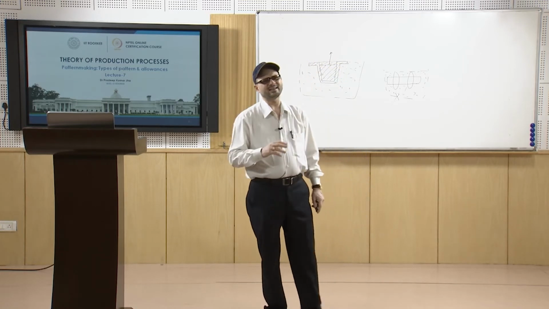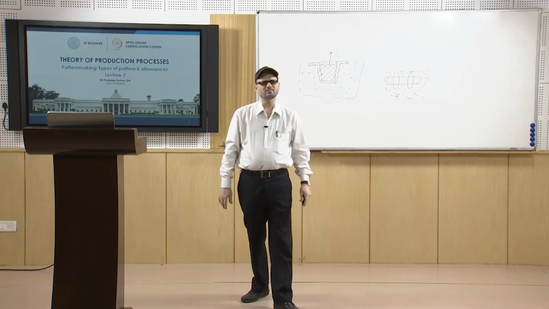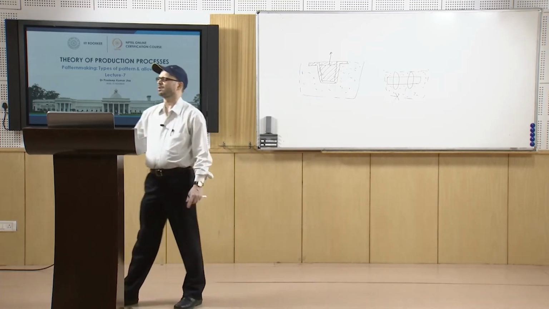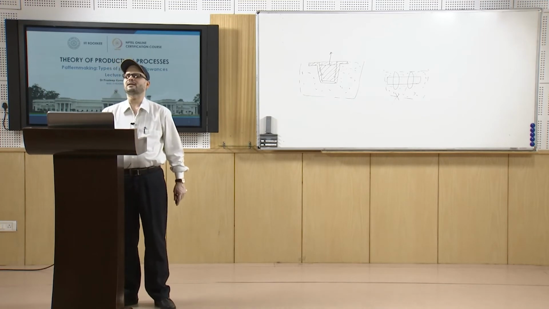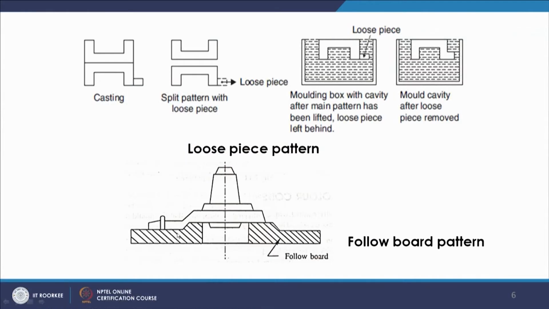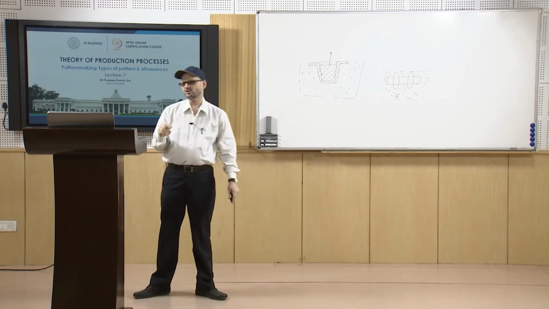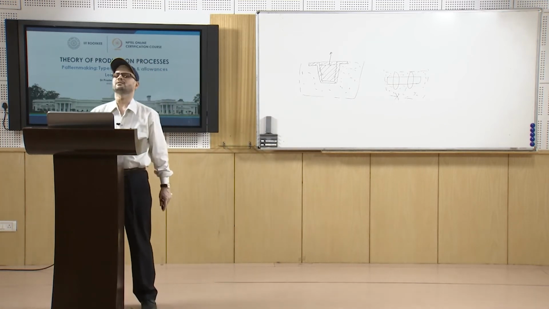So, in that case what you do is you make a follow board, a board on which you keep the pattern. This is basically modified so that when you ram there is no problem of dimensional deformity, and then you can do the casting. This is known as the follow board pattern.